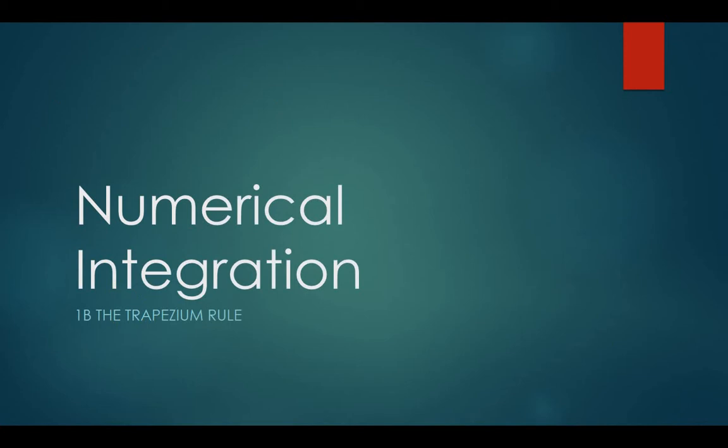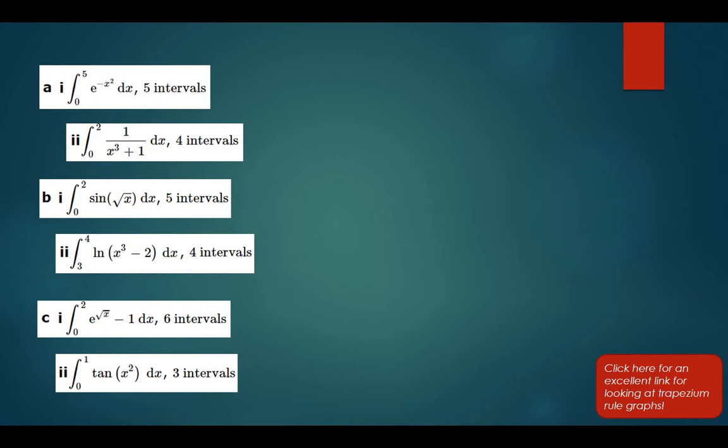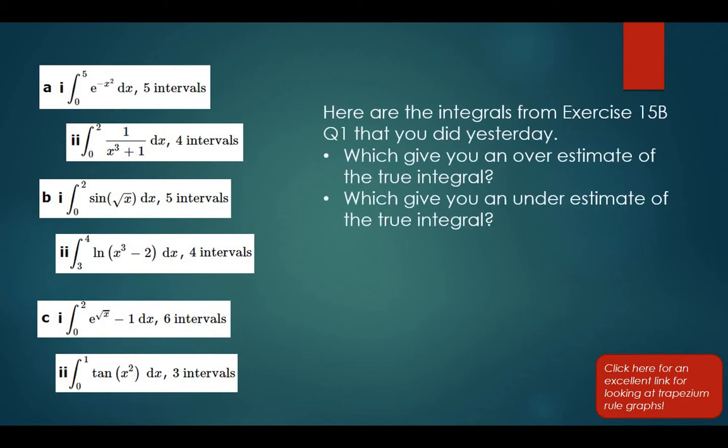Today we're going to complete numerical integration by finishing off our look at the trapezium rule. Here are some questions that you looked at yesterday from exercise 15b. When you look at those integrals, how do you know that your trapezium rule is going to give you an underestimate or an overestimate of the exact value of the integral?